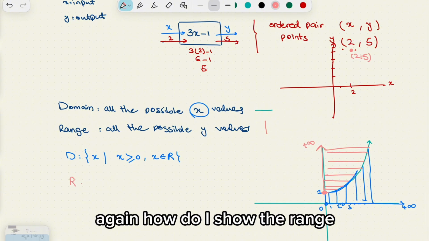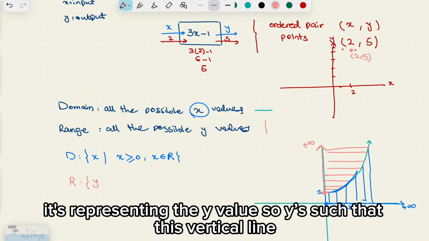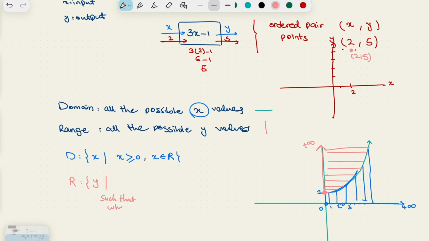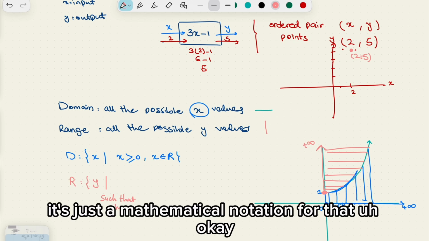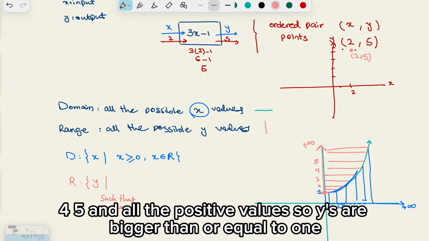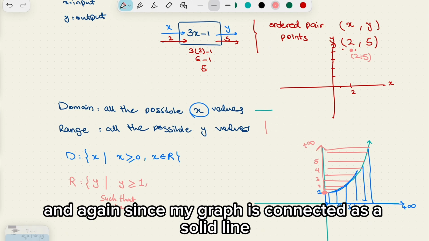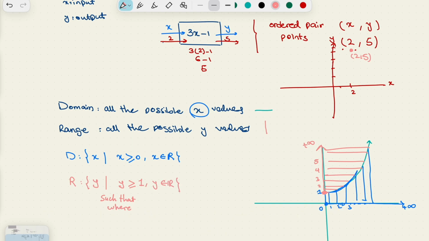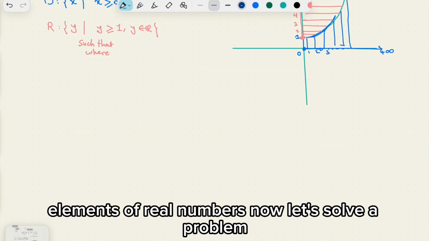How do I show the range? I'll show it with an R. It's representing the y values, so y's such that, this vertical line, this straight line that I put here, means such that, or where. It's just a mathematical notation for that. Okay, y's are growing from 1, going to 2, 3, 4, 5, and all the positive values. So y's are bigger than or equal to 1. And again, since my graph is connected, it's a solid line, I have to say that my y's are elements of real numbers.